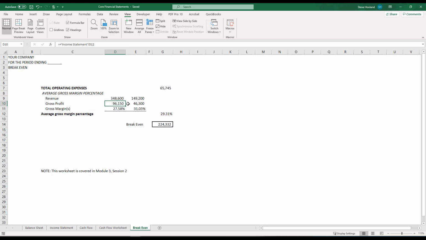So what this does is this says, okay, here's what we have after cost of sales, and the average amount is going to be 29.31. And then here's all the expenses that don't hit your gross margin percent that we're going to need to cover to break even. So that's how this formula works. So this number right here, this 224,332, is the total revenue in the current year that you'll need to make to break even for this company.